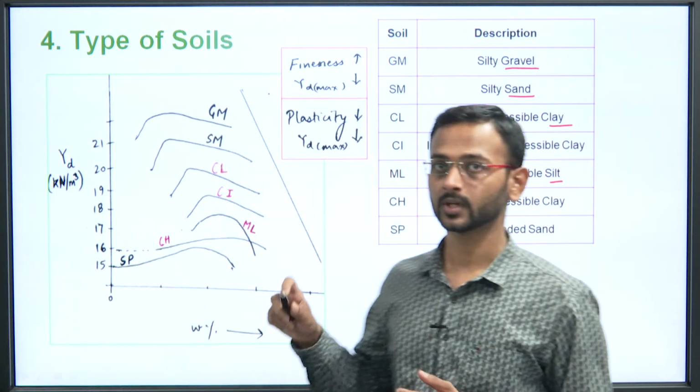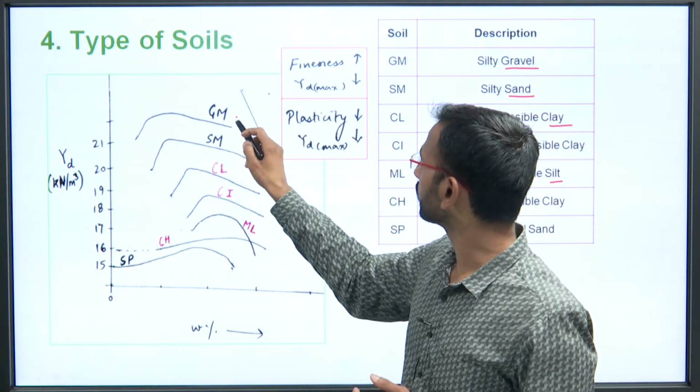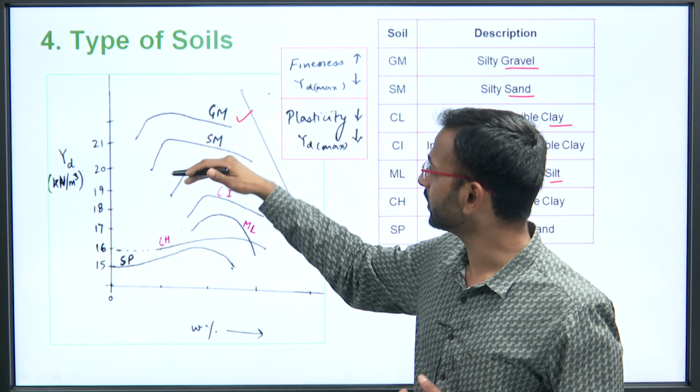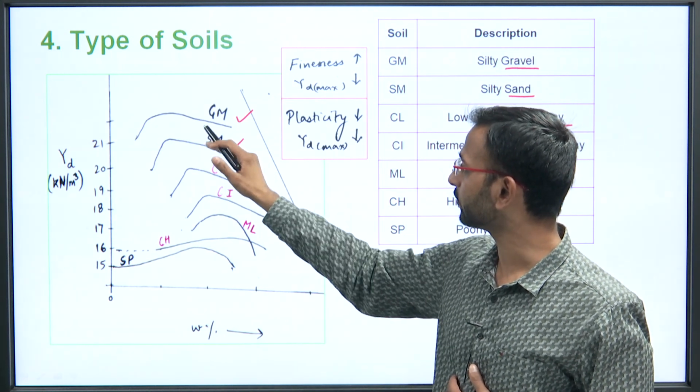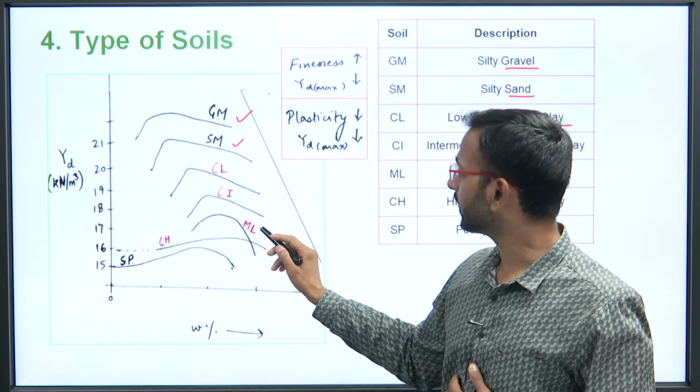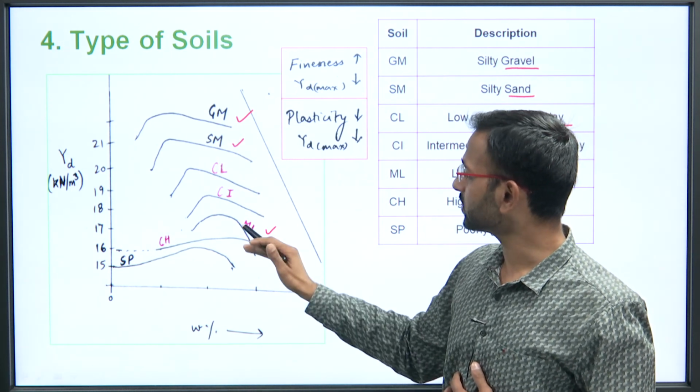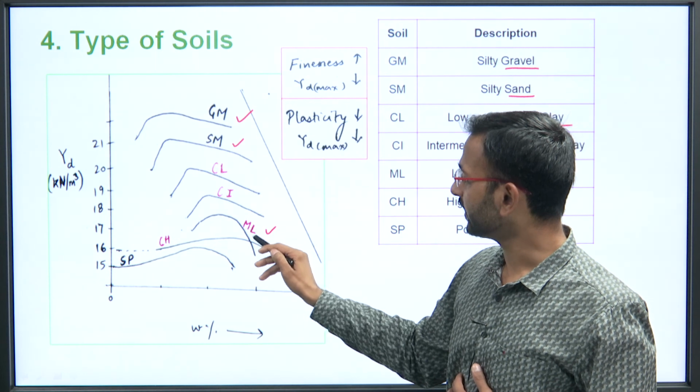But it is observed that for a set of soils, let us say GM, the compactive effort is slightly more, and for SM the compactive effort is slightly lesser than GM, and if you talk about ML, the compactive effort is slightly lesser still.